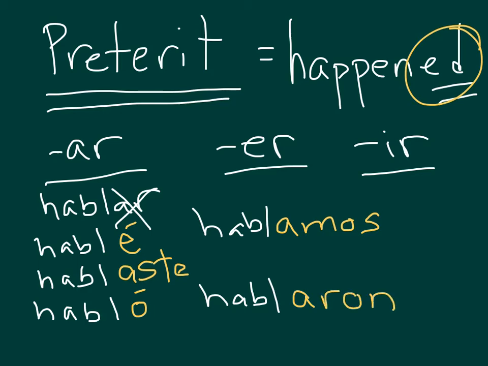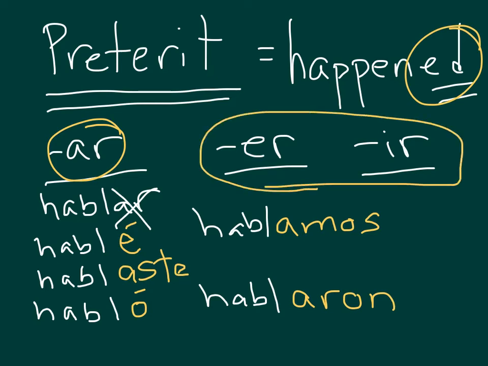Okay, so now we have hablé, hablaste, habló, hablamos, hablaron, and that's how I would conjugate any regular AR verb in the past tense. The set of endings that we'll use for the ER and IR verbs, and you heard me right, there's going to be one set and they're going to share it, I'll do on the next slide.